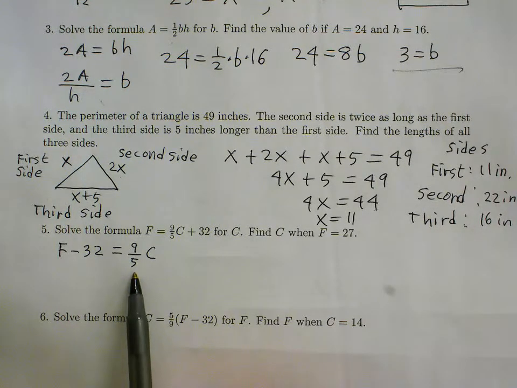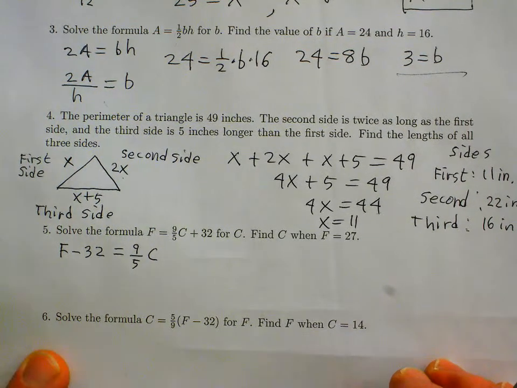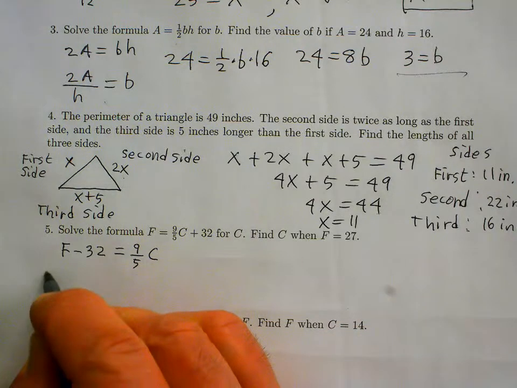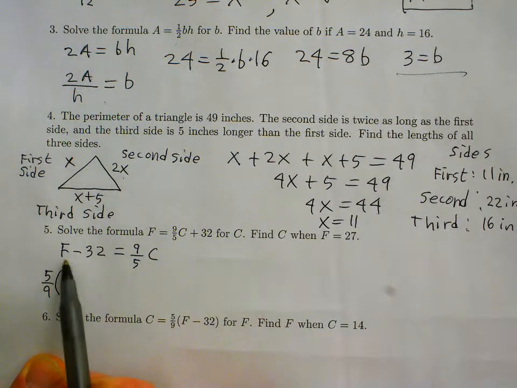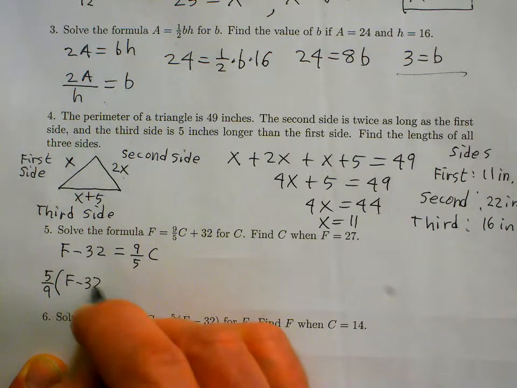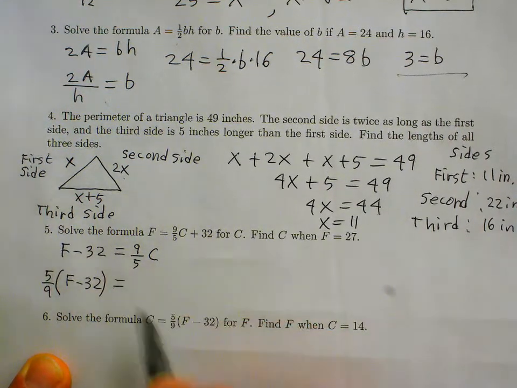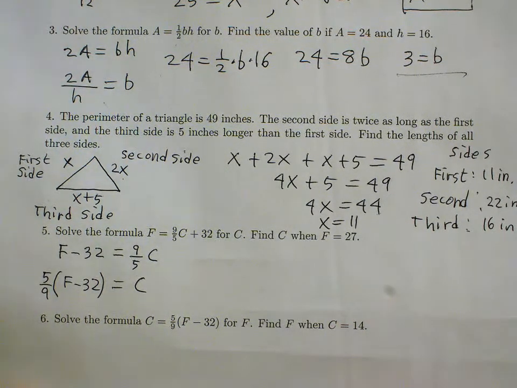And we're solving for C, so we'll multiply both sides of the equation by the reciprocal of 9/5. And the reciprocal is 5/9, so we write 5/9 times (F minus 32) equals 5/9 times 9/5 times C, which is just C.